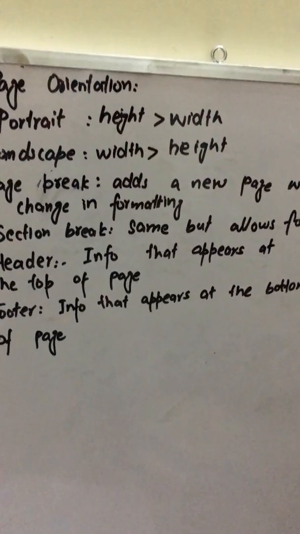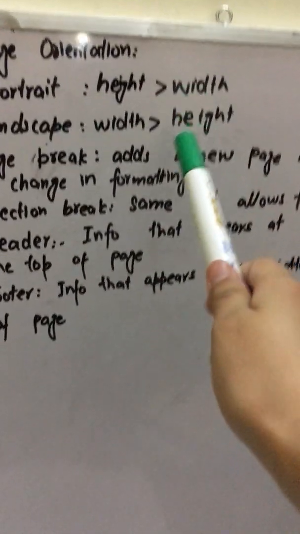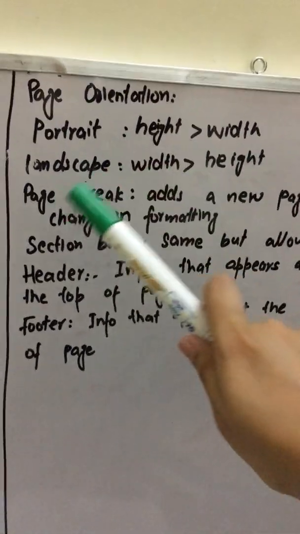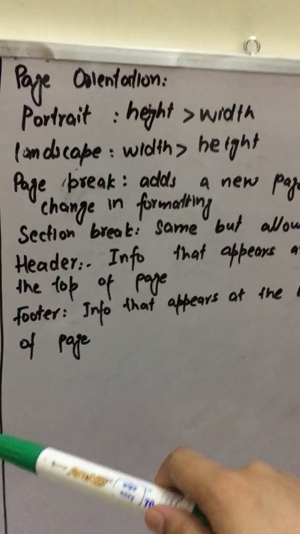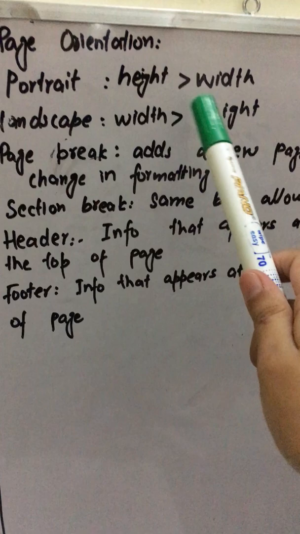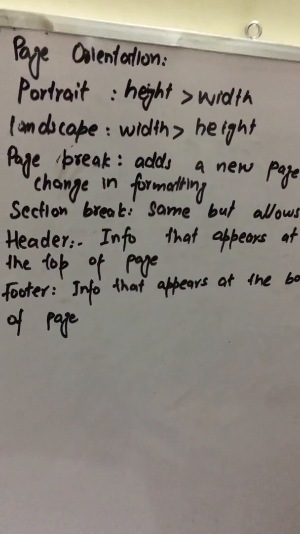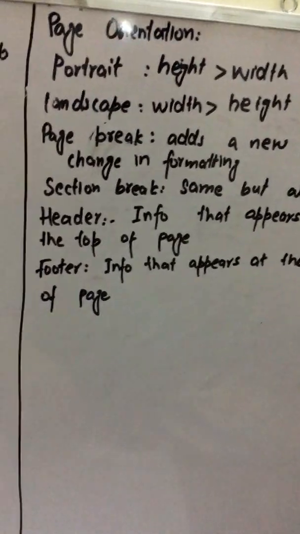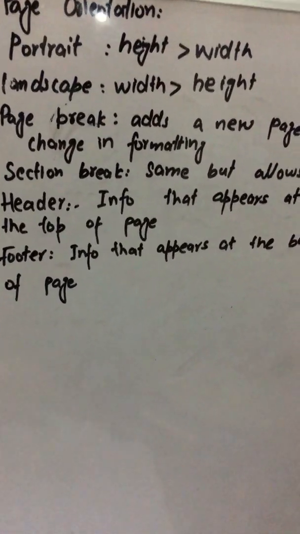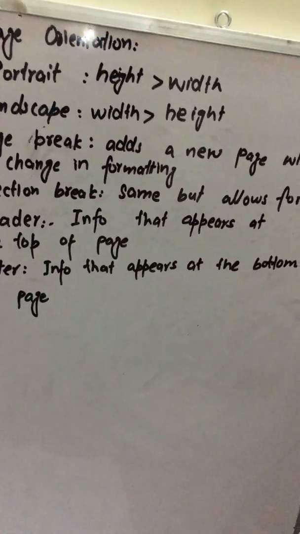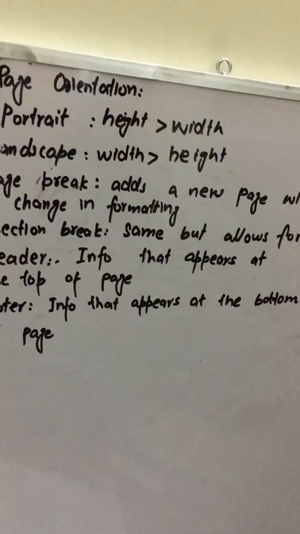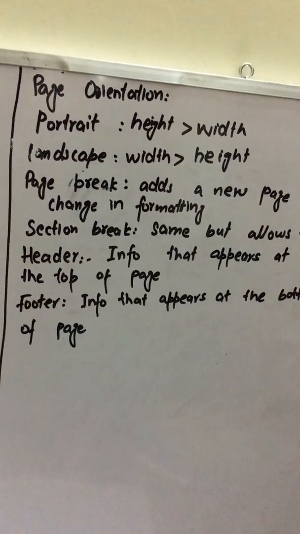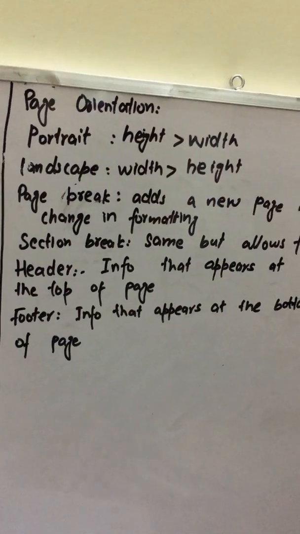Portrait is a page orientation in which the height of the page is greater than the width, and landscape is a page orientation in which the width is greater than the height. Then there are two basic things in page formatting, which are page break and section break. What are page break and section break? Page break and section break allow you to add a new page into the document.